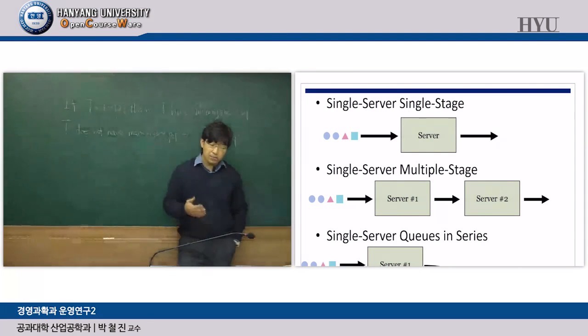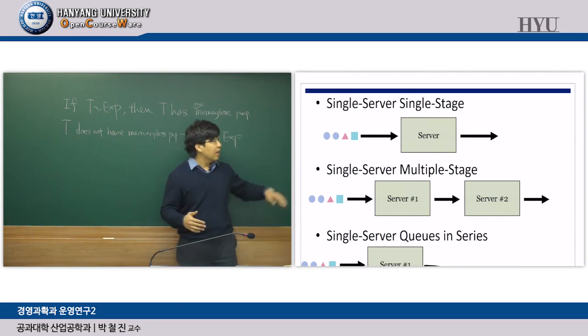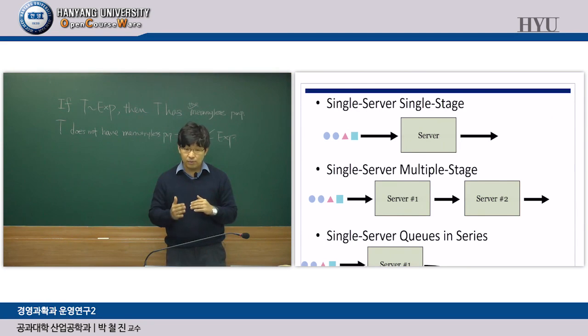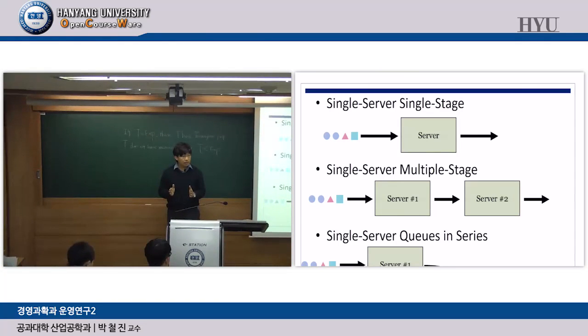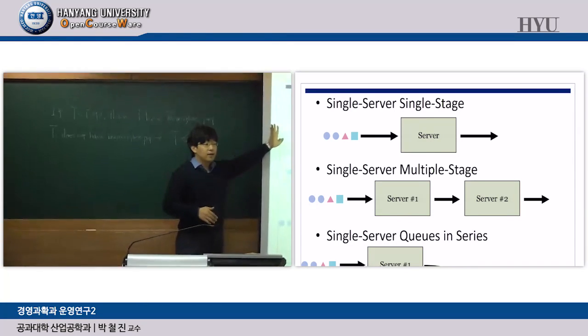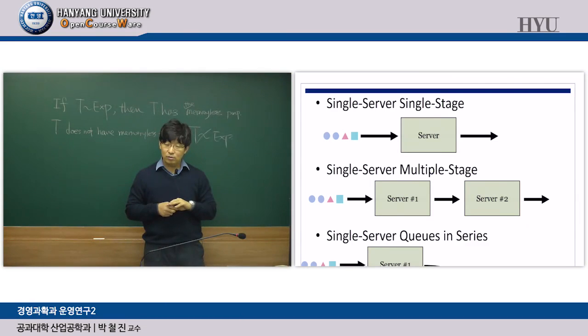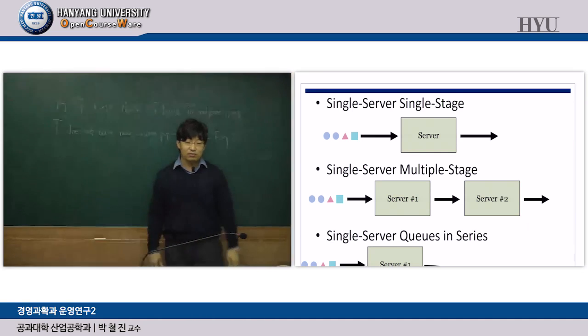We can come up with many different kinds of queuing systems, but the system described at the top is the most basic one. Single server, single stage. One line and one server. So for example, an ATM machine in front of the convenience store, GS24 or 25, I don't know, and so on.